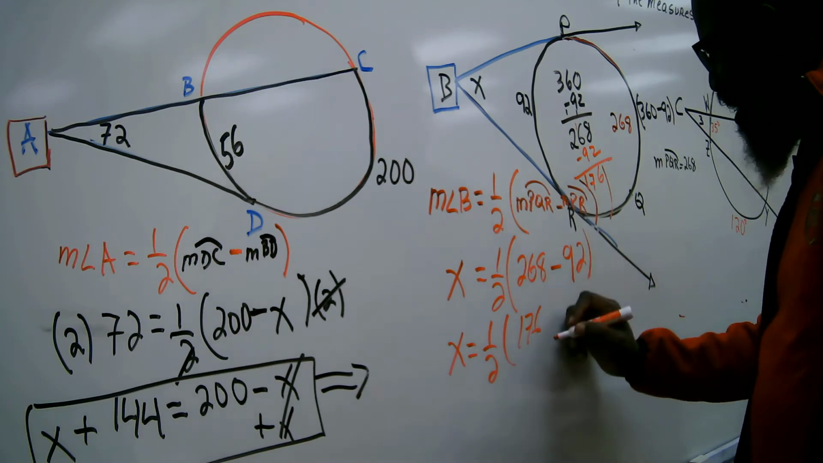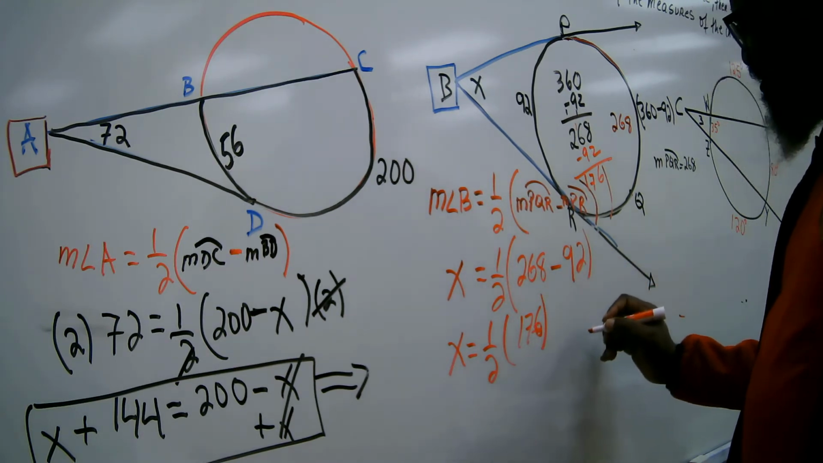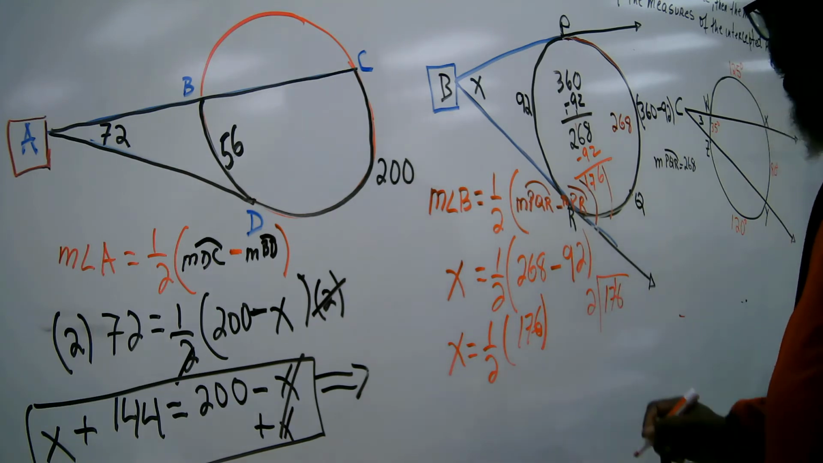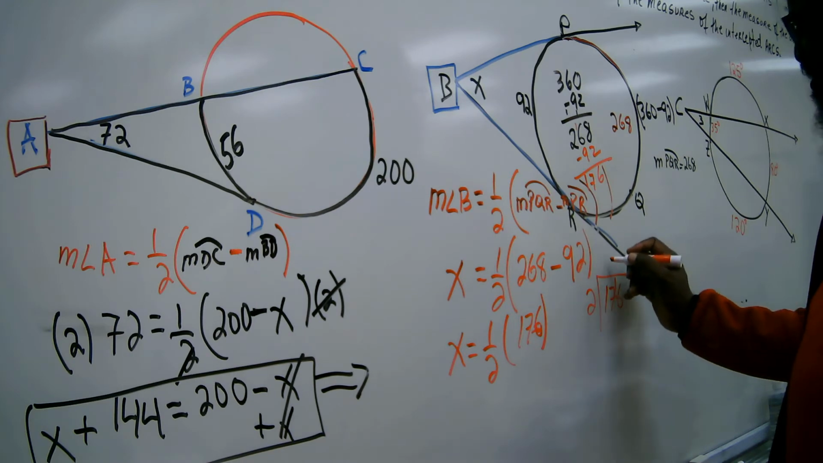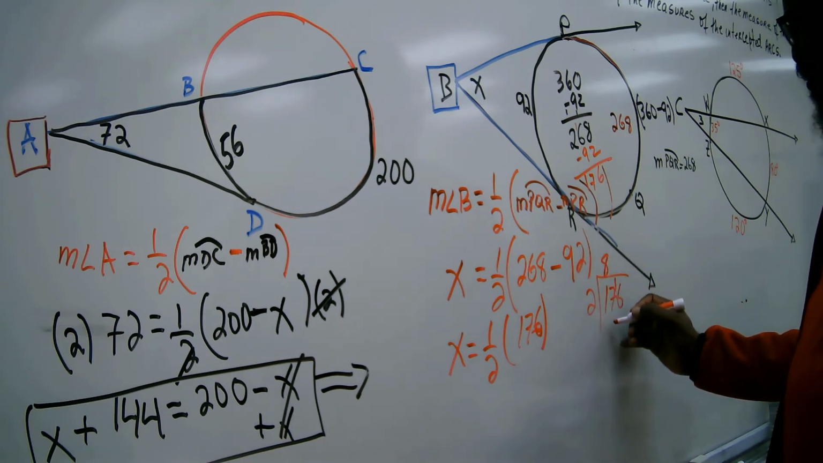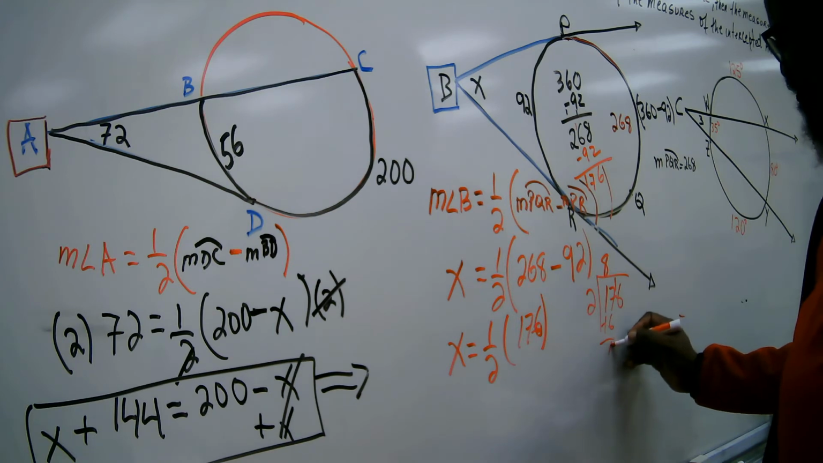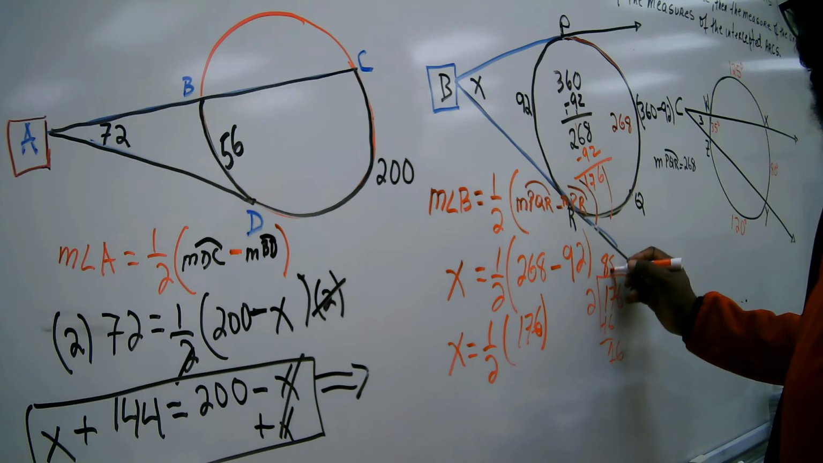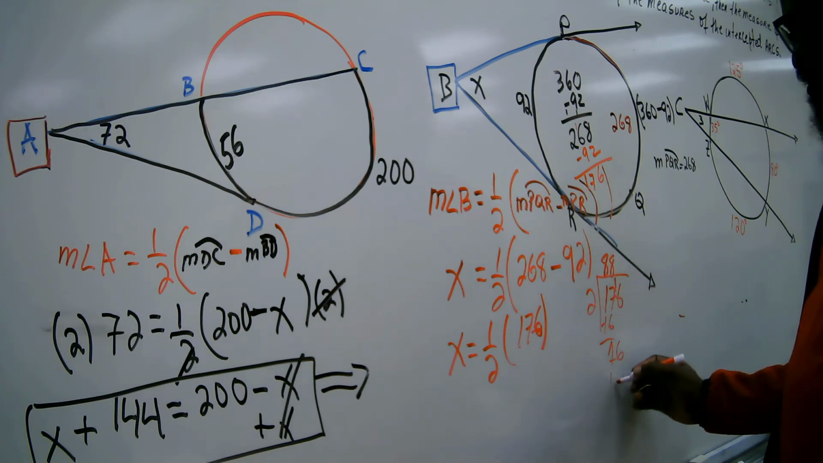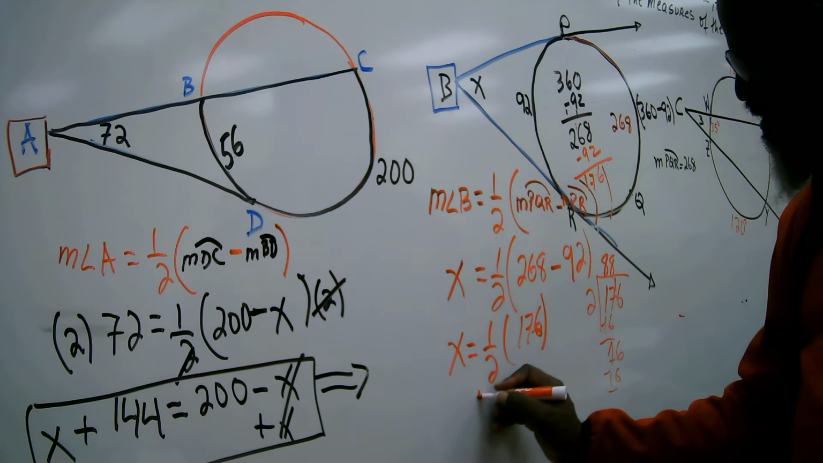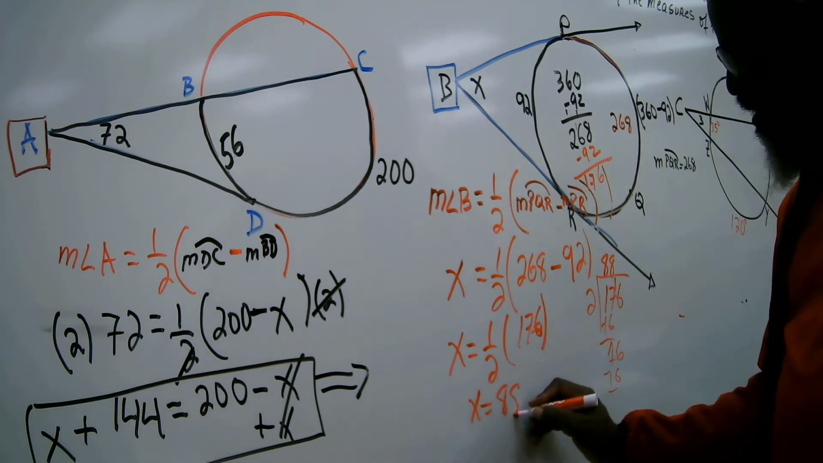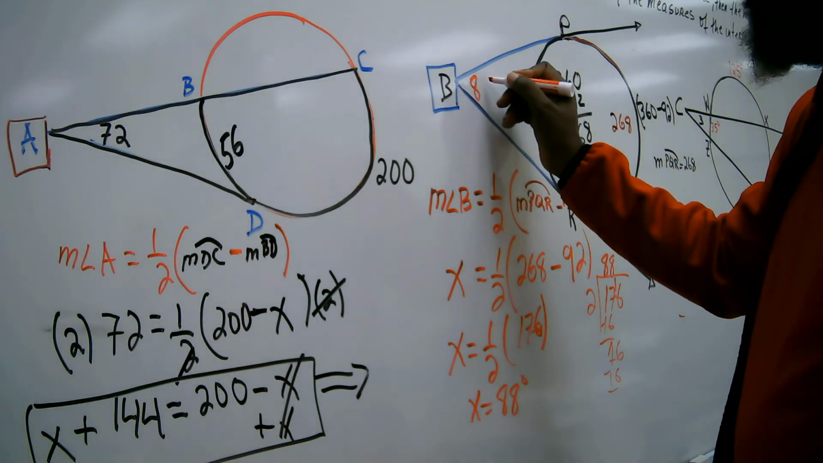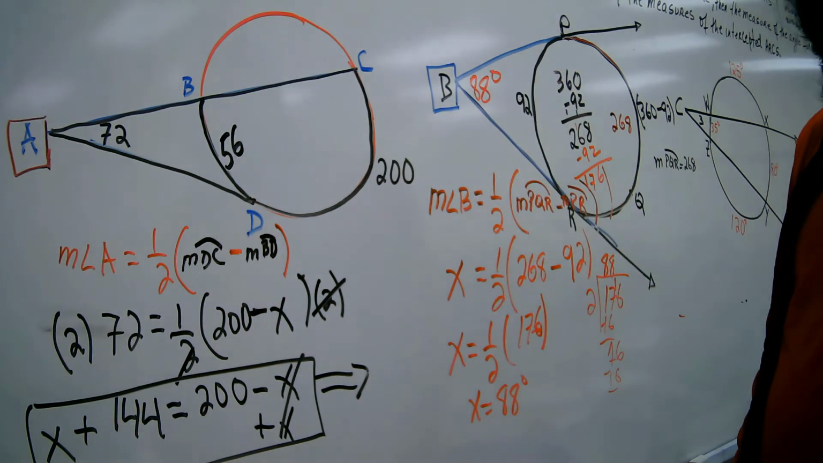Now you take half of 176. You divide 176 by 2. You ask yourself how many times 2 goes into 17: 8 times. 8 times 2 is 16. You subtract 16 from 17, you bring down 1. You ask yourself how many times 2 goes into 16: 8 times, and 8 times 2 is 16, and you subtract. In this case, x is 88 degrees. Then we know the unknown part. X is 88 degrees. So that's what we were looking for.